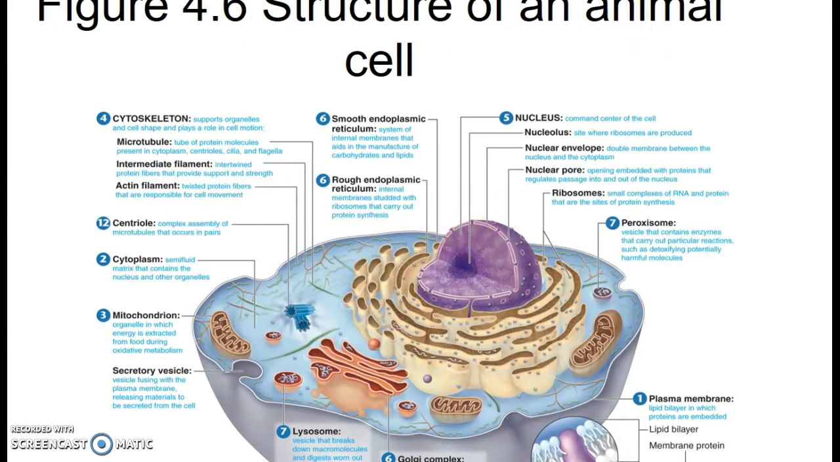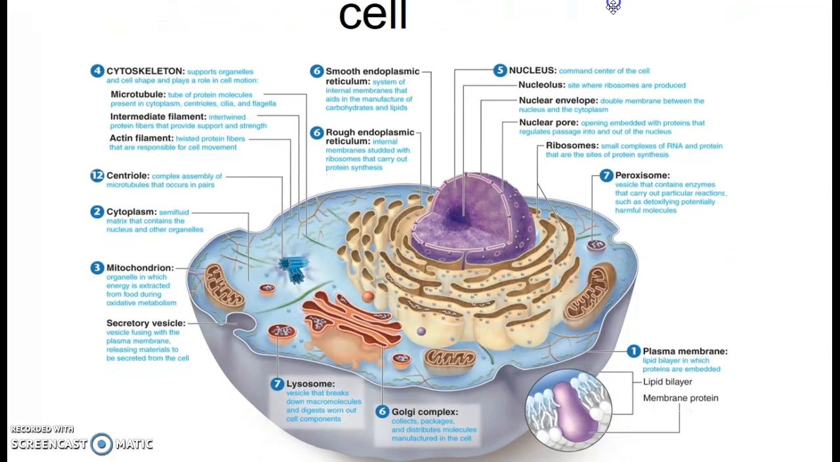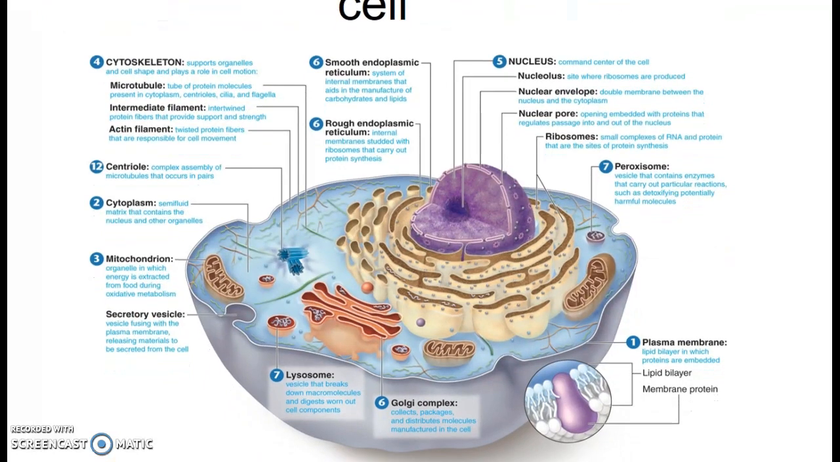So this figure 4.6 from your book shows the basic structure of an animal cell, and the first thing that should jump out at you is that it's a lot more complex than what we looked at when we were looking at the picture of the prokaryotic cell. So we're going to be talking about some of these individual cell parts in a little bit, but this is a really good figure for you to look at to become familiar with what the different cell structures look like.